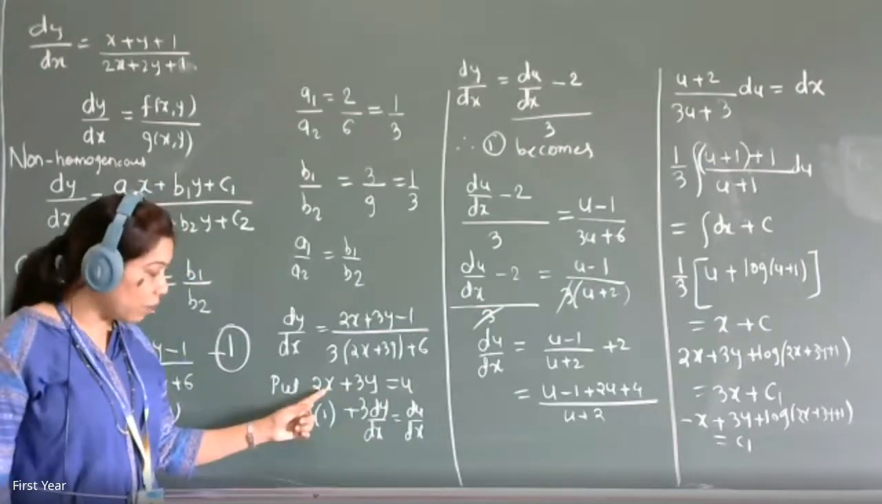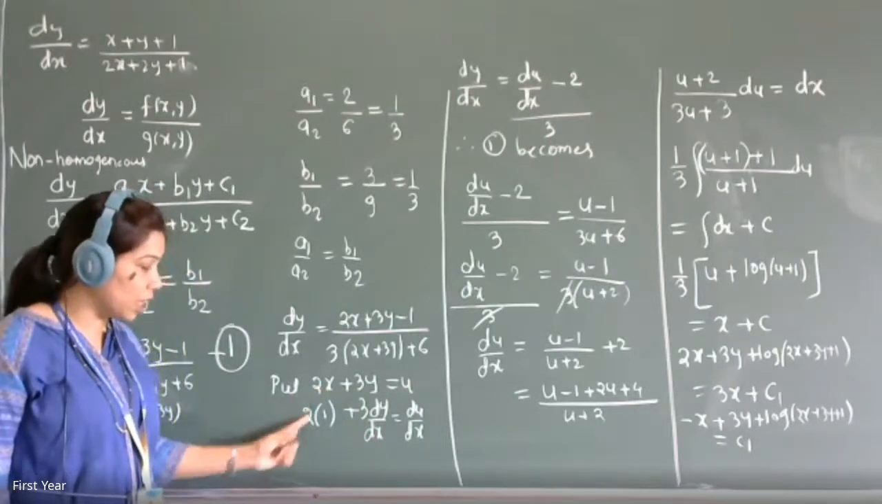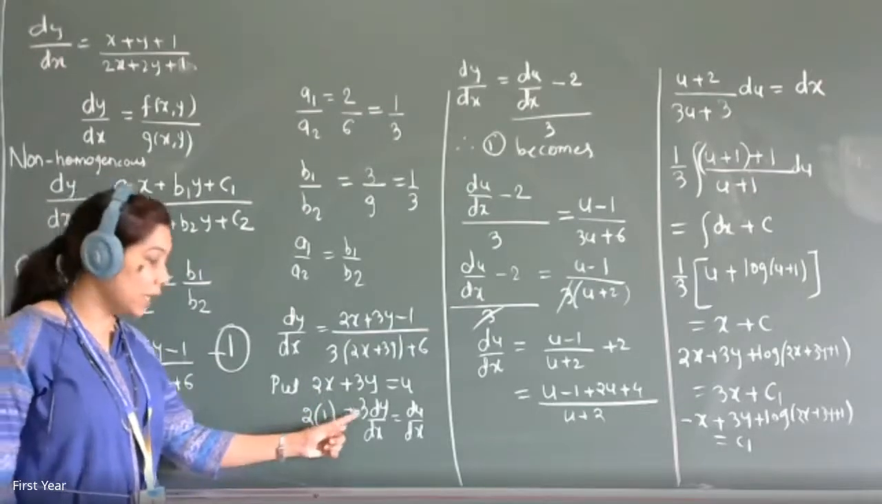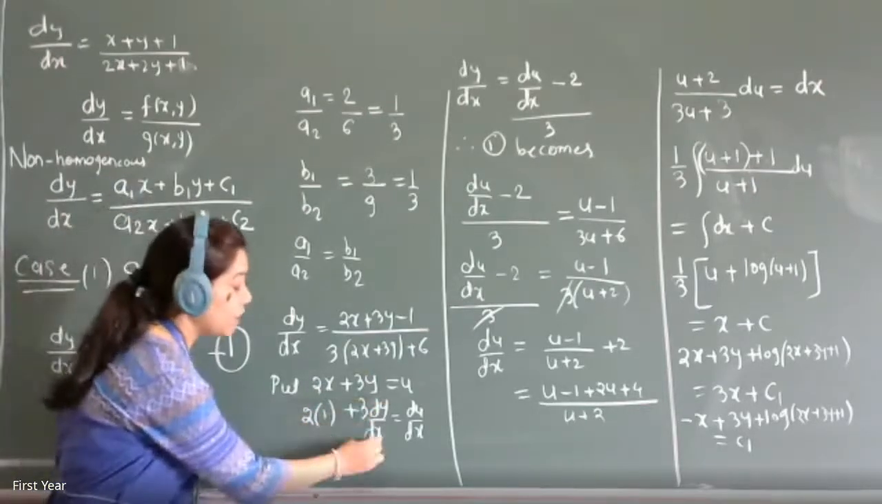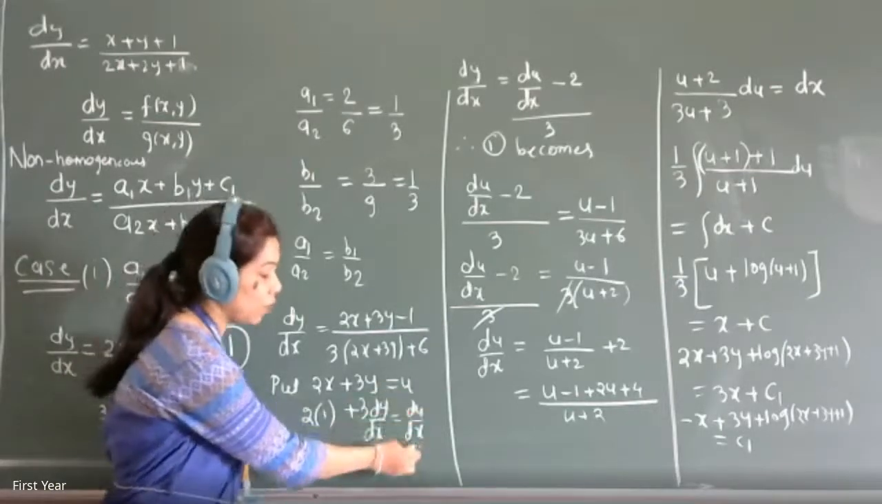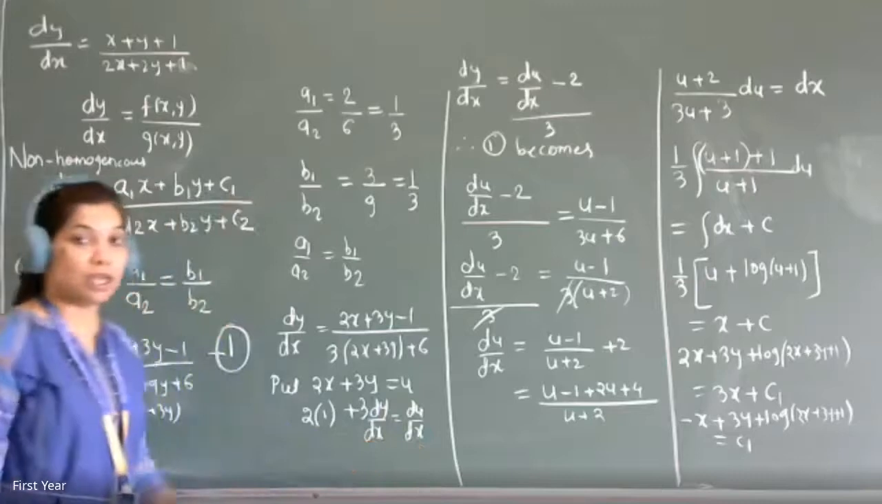तो विद रिस्पेक्ट टू x डिफरेंशिएट करने पर 2 तो वैसे ही रहेगा. x का डेरिवेटिव विद रिस्पेक्ट टू x इज 1, प्लस 3 है ये y का डेरिवेटिव विद रिस्पेक्ट टू x मतलब dy by dx, और u का डेरिवेटिव विद रिस्पेक्ट टू x मतलब du by dx. ठीक है, ये स्टेप समझ में आया?